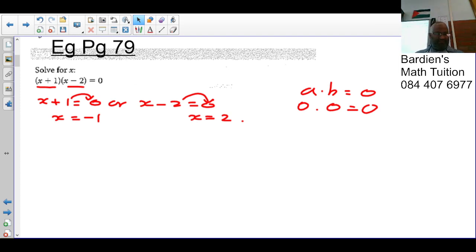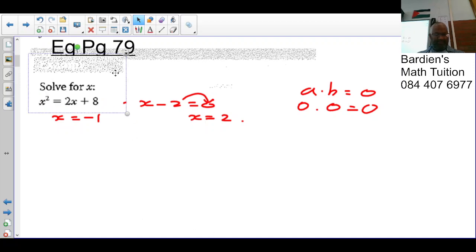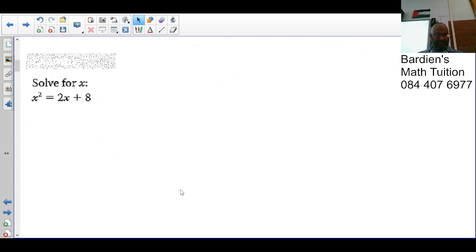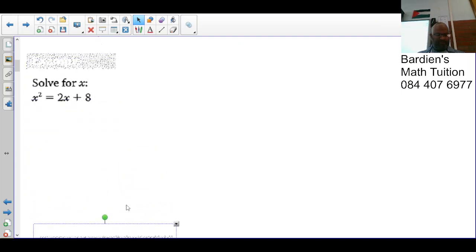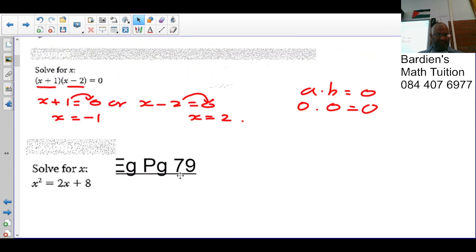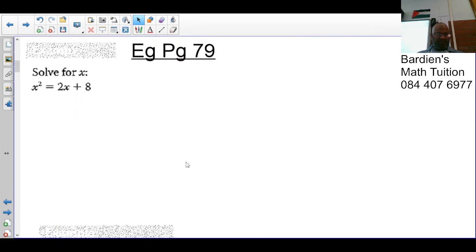Let's look at the next one. This is out of the Classroom Mathematics textbook, grade 10. Example 2 on page 79.